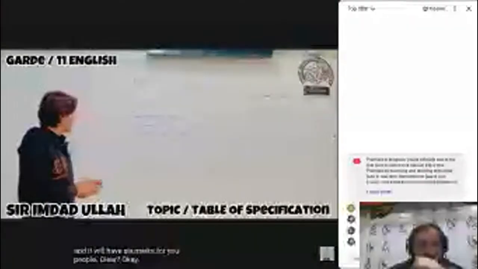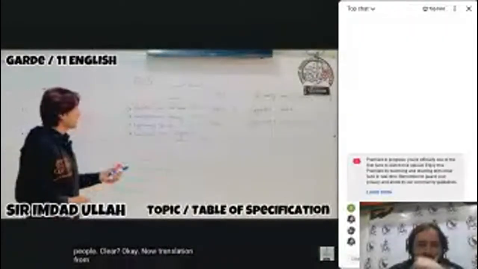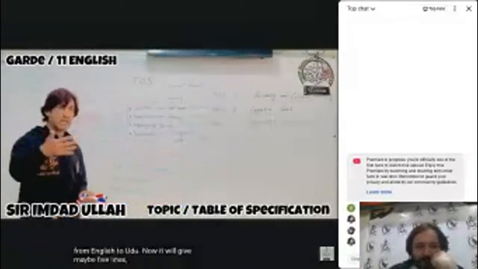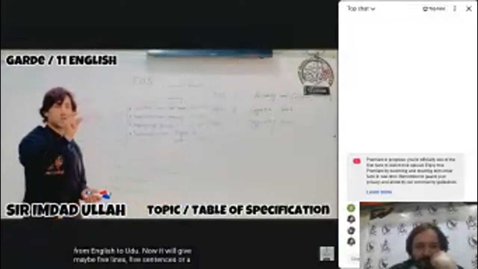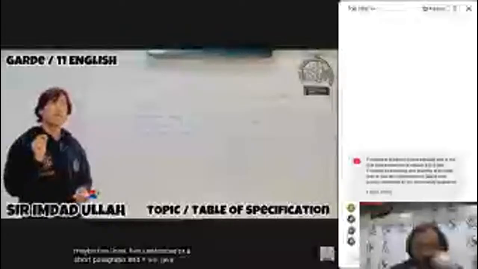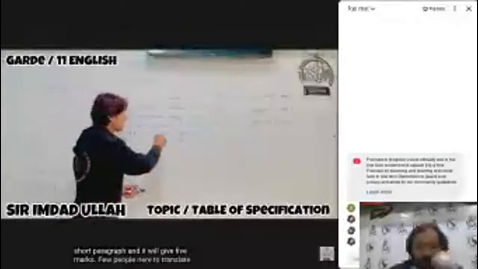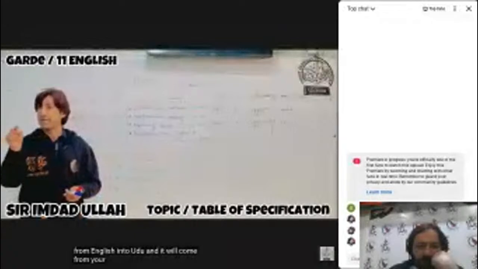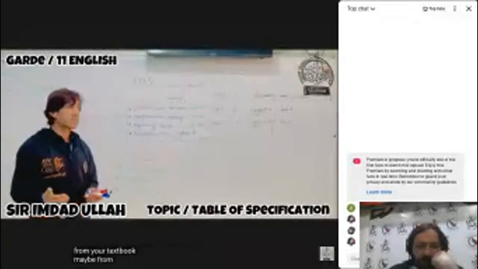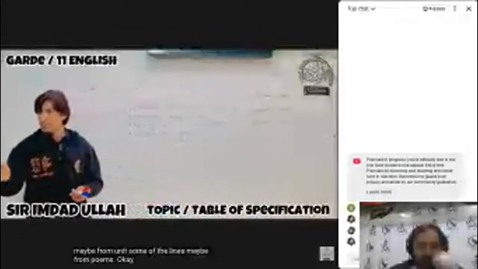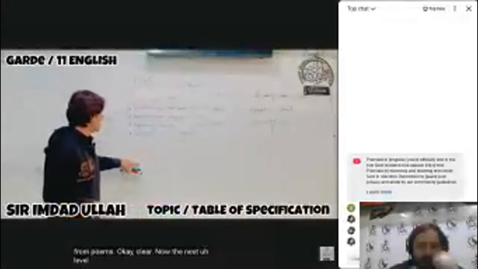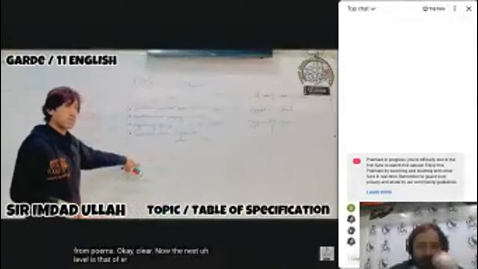Clear? Okay. Now, translation from English to Urdu. It will have maybe 5 sentences or a short paragraph, and it will carry 5 marks. You have to translate it from English into Urdu, and it will come from your textbook, maybe from some lines of a unit, maybe from poems. Okay, clear? Now the next level is that of ERQ.